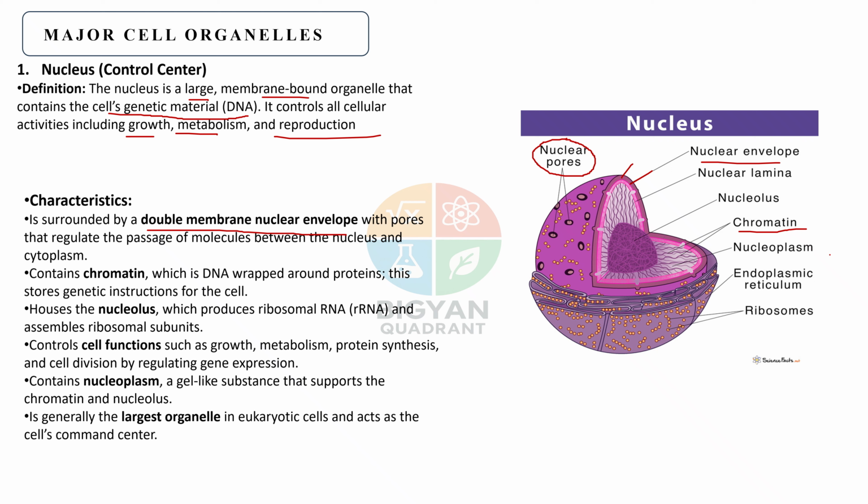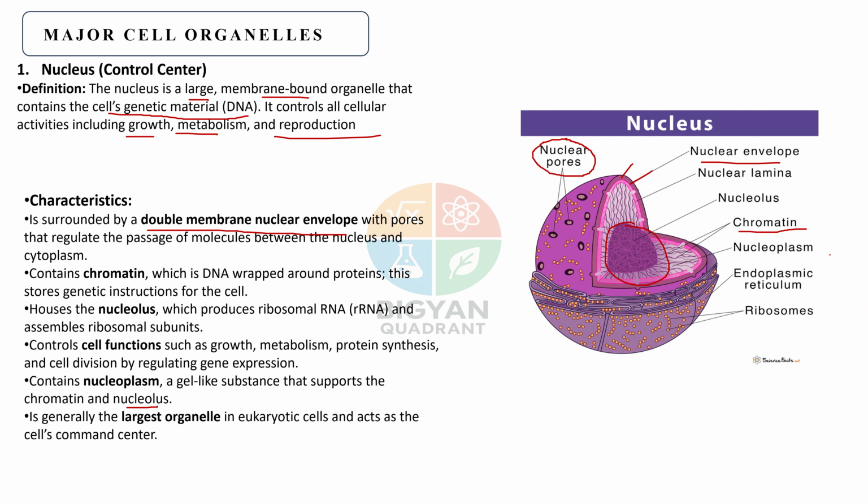There is chromatin, and the nucleus houses the nucleolus. Here is the nucleolus, and it controls the cell function. I said earlier growth, metabolism, and reproduction. It contains the nucleoplasm, a gel-like substance that supports the chromatin and the nucleolus.